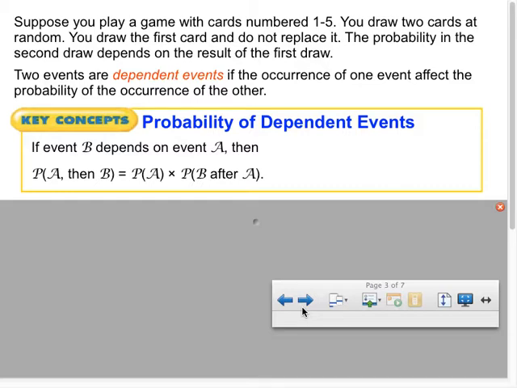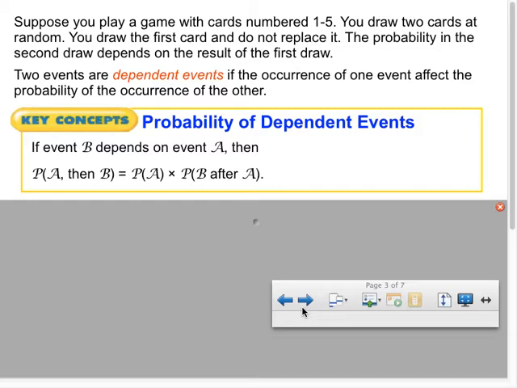Okay, now we're going to start talking about dependent events, and there's a little bit of a thinking difference here. Suppose you play a game with cards numbered 1 through 5. So we have 5 cards, and they each have a number, and they don't repeat. One of my cards has a 1, a 2, a 3, a 4, and then a 5. We have the cards on a table, face down, and we shuffle them up. So at random, you're going to pick 2 cards. The first card, when you pick it, you don't put it back in the pile. Does that make sense? So let's think about this.